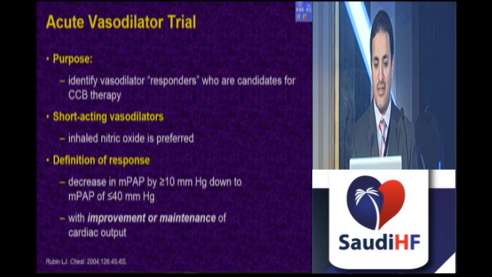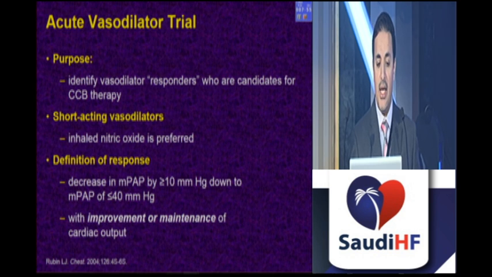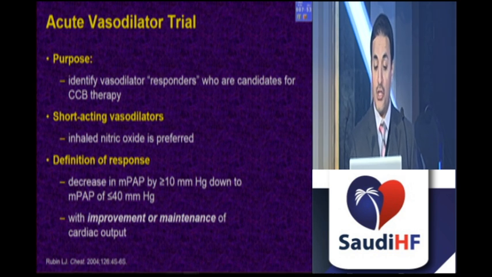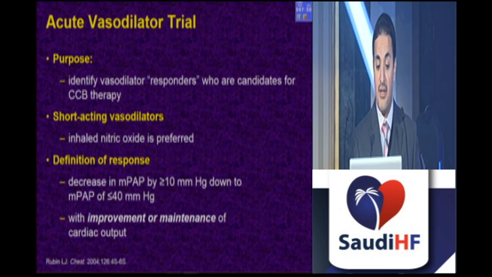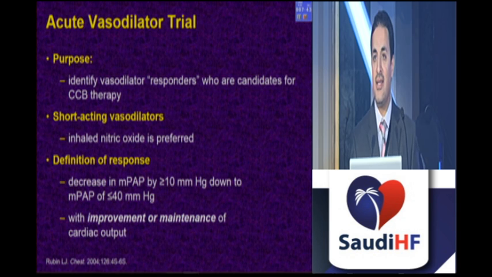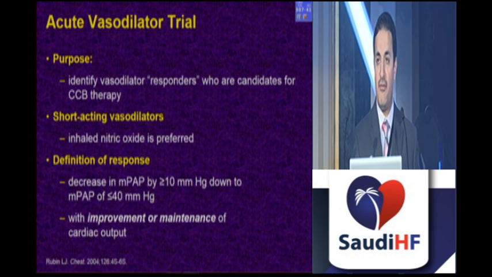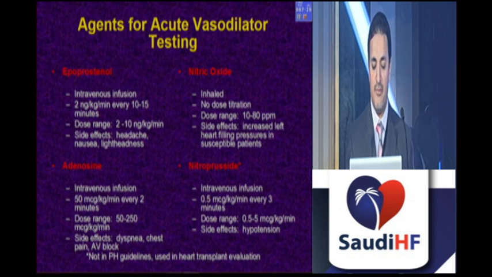their responsiveness. The definition of response when you're using a vasodilator in the cath lab is a decrease in the mean pulmonary artery pressure by more than 10 and decreasing the mean pulmonary artery pressure to less than 40 while maintaining or increasing the cardiac output. So if the pressure doesn't drop below 40, the mean, and it doesn't drop by more than 10 points, or if the cardiac output decreases, then we'll consider the patient unresponsive.